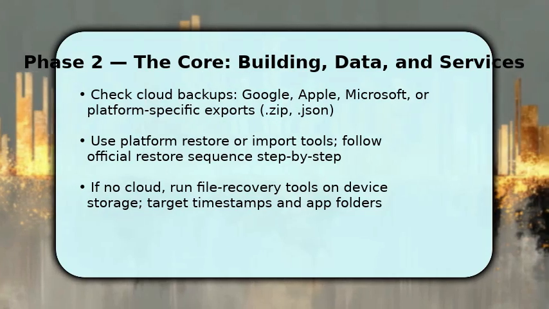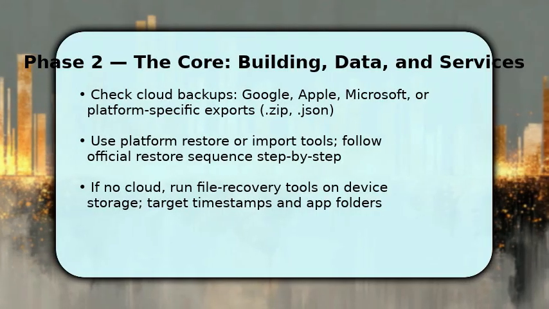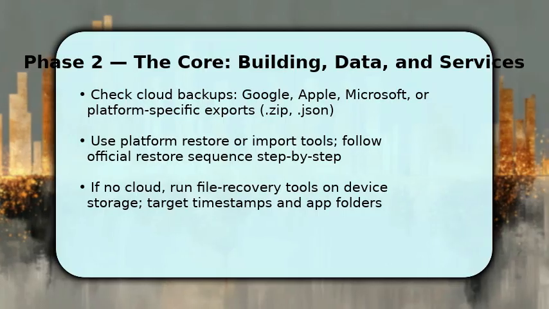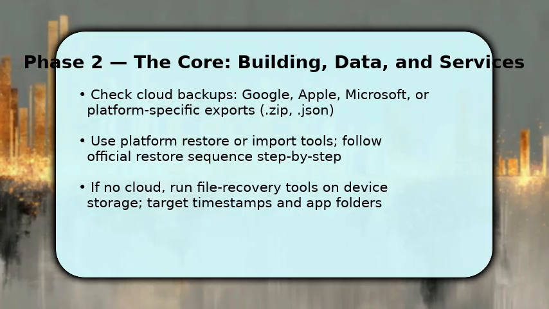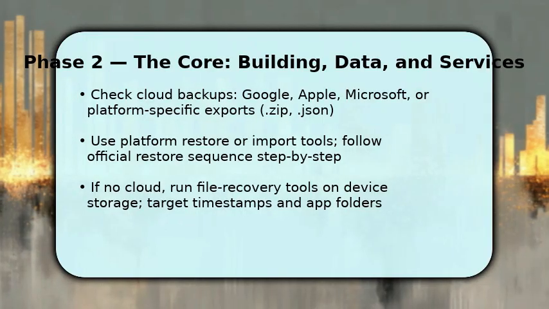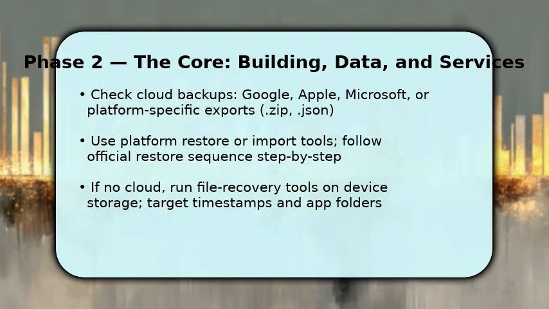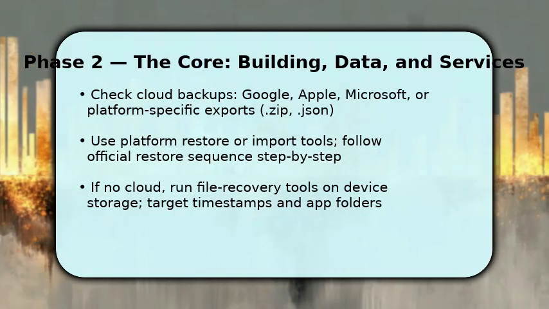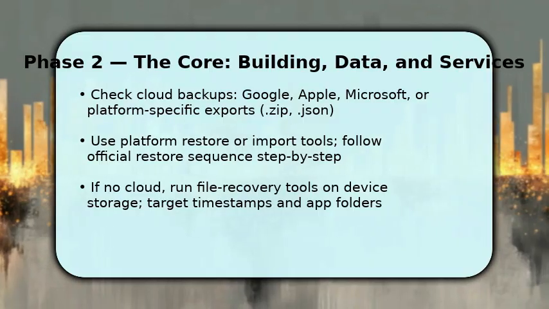You now attempt the main recovery steps. First, open the platform's backup or activity controls and look for exports like zip or JSON. Request an account download if available. If cloud backups exist, use the official restore or import sequence. Follow prompts in order so timestamps and associations remain correct. If no cloud copy exists, run reputable file recovery software on the device, targeting app folders and specific timestamps. Then validate recovered files before importing them back.